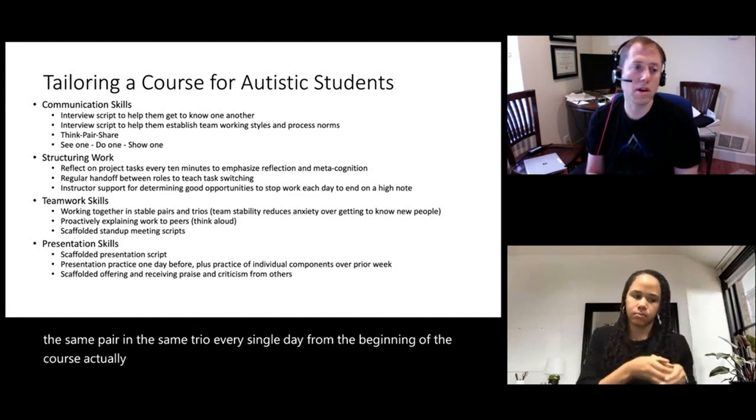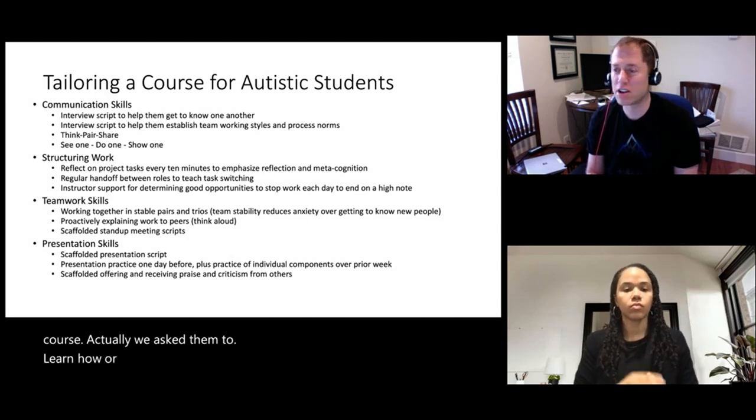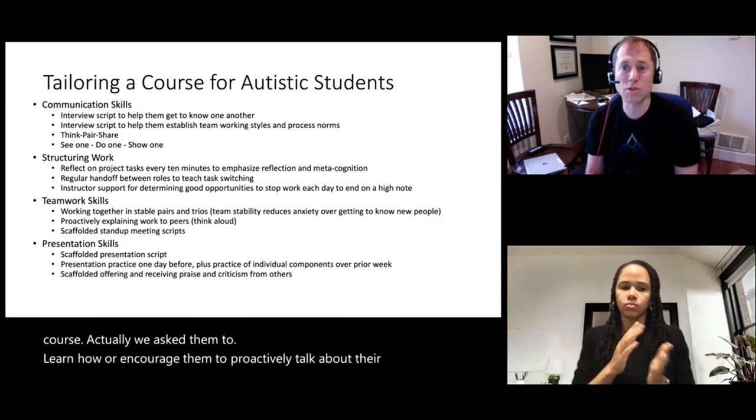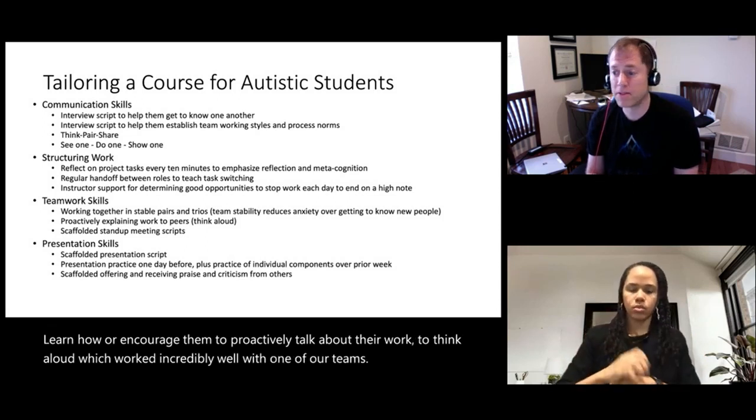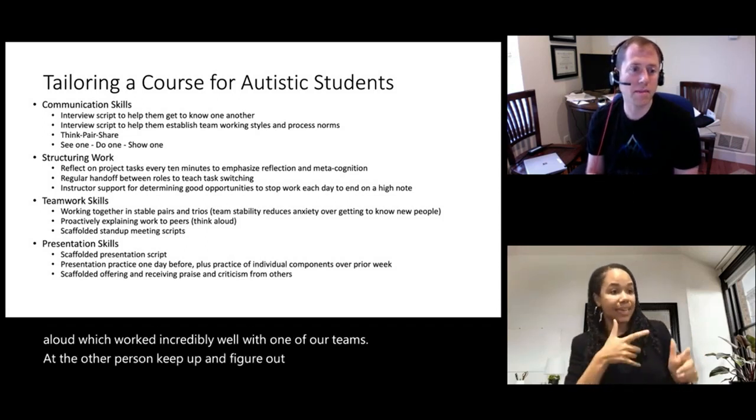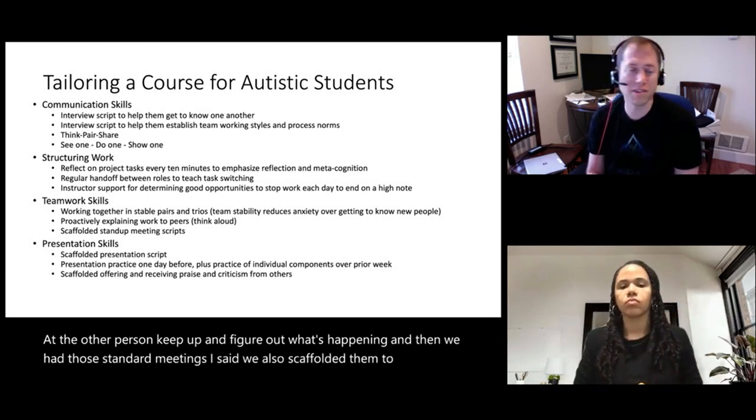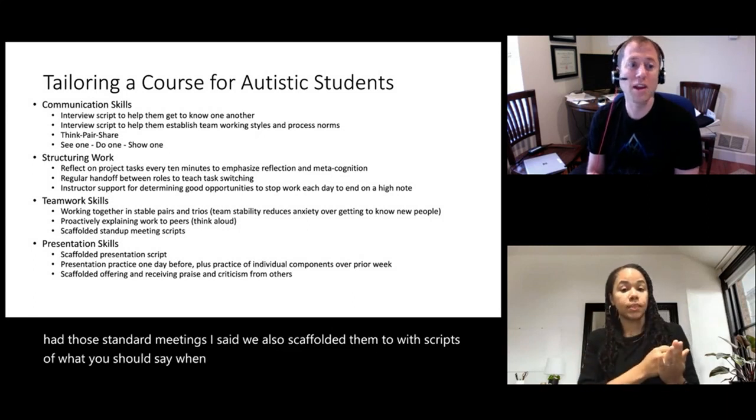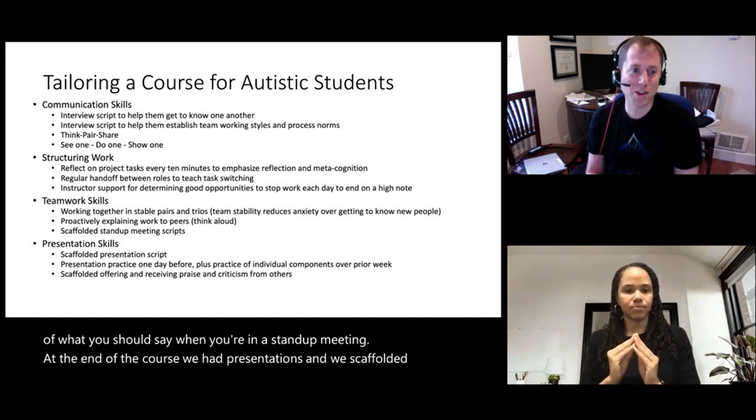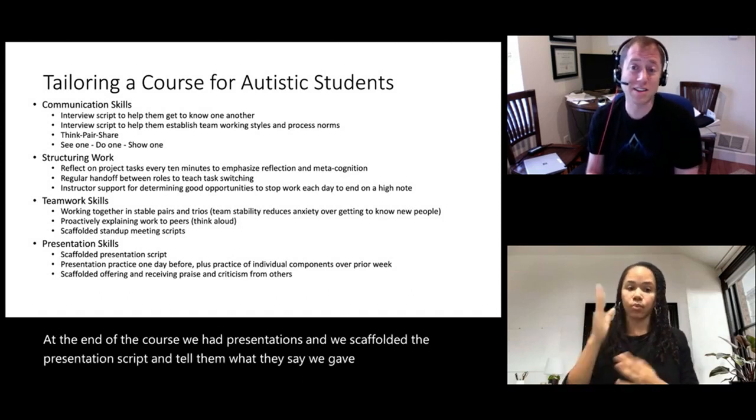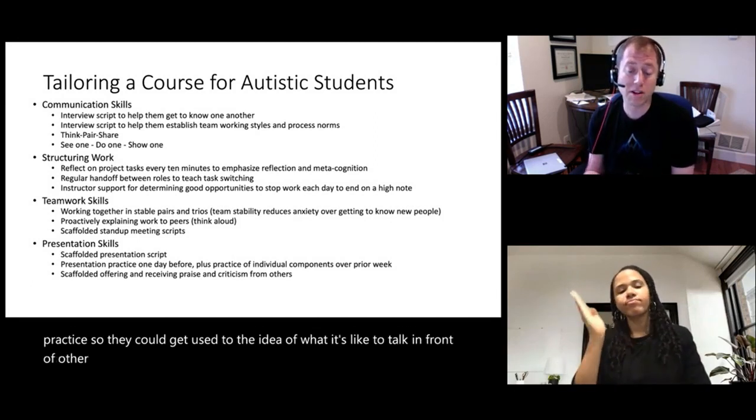We encouraged them to proactively talk about their work, to think aloud, which worked incredibly well with one of our teams, so that the other person can keep up and figure out what's happening. And then we had those stand-up meetings. As I said, we also scaffolded them with scripts of what you should say when you're in a stand-up meeting. At the end of the course, we had presentations, and we scaffolded the presentation script and told them what to say. We gave them time to practice so they could get used to the idea of what it's like to talk in front of other people, but first in front of people that they knew.